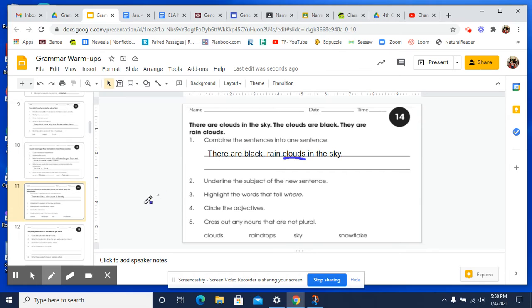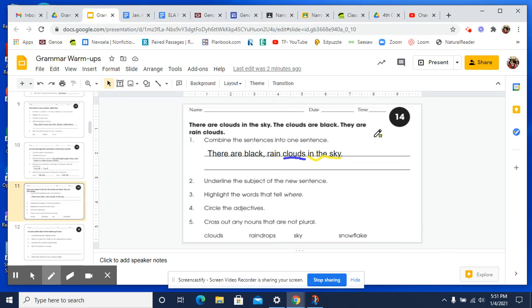All right. Number three, highlight the words that tell where. Well, where are these clouds? That'll tell you what to highlight. Remember, I don't have a highlighter, so they are in the sky. Do the whole phrase. Okay, so highlight that. Whoops. All righty, that was a pretty straight line there I did. So highlight that whole phrase in the sky.